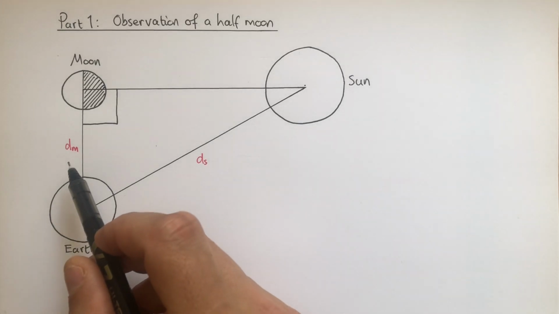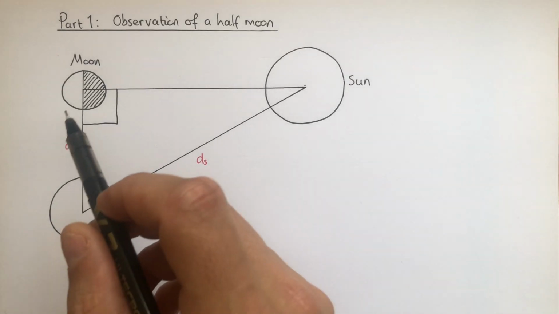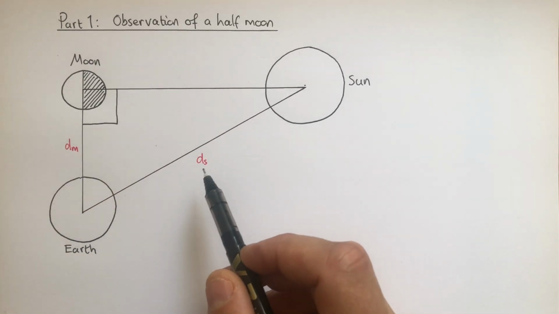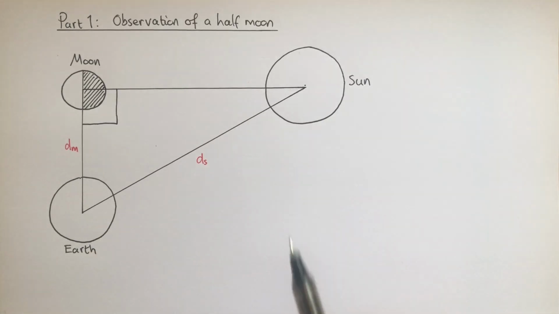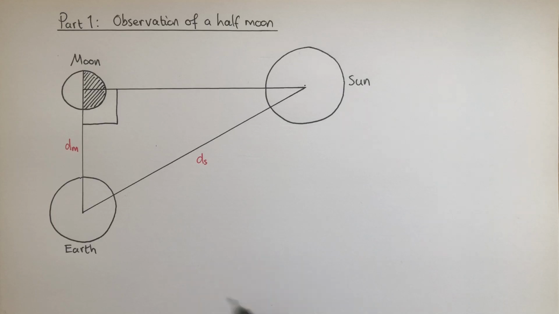Furthermore, dm represents the distance between the Earth and the Moon, and ds represents the distance between the Earth and the Sun. Aristarchus realized that he would be able to determine a relationship between the distance to the Sun and the distance to the Moon if he was able to measure the angle theta.